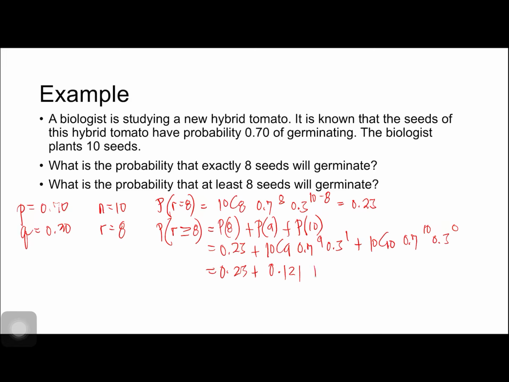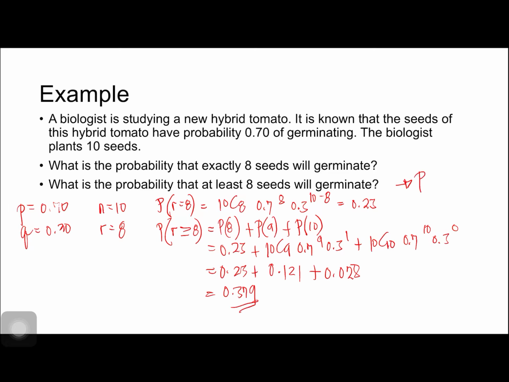So P of 9 is about 0.121, and P of 10 is 0.028. So we have 0.23 plus 0.121 plus 0.028, which is 0.379.